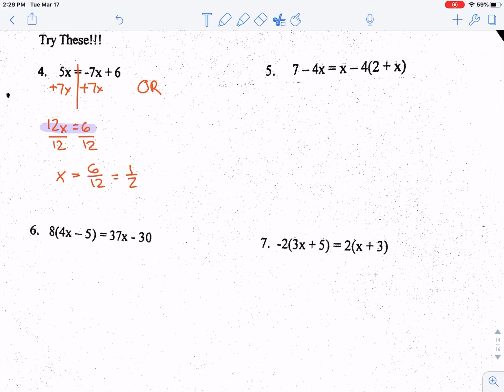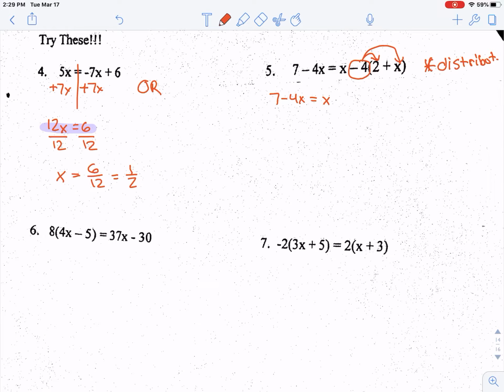And let's do number 5 together. We have 7 minus 4x is equal to x minus 4 times the quantity of 2 plus x. So remember, first we have to do our distributive property. We have to simplify both sides. One thing to be careful of here, we have a negative 4 technically, not a positive 4. So I'm going to rewrite my left side because I haven't done anything with that.